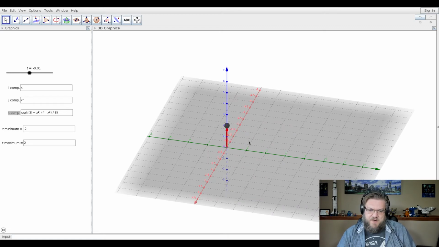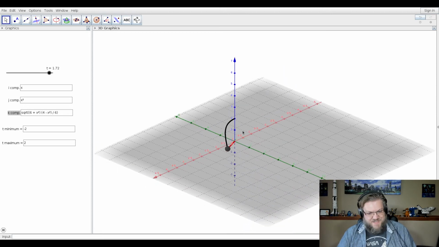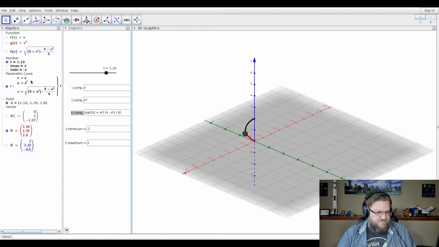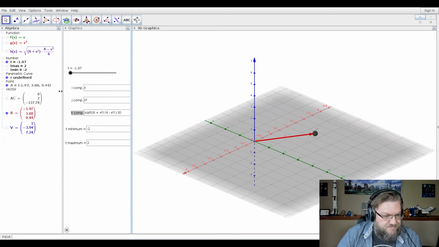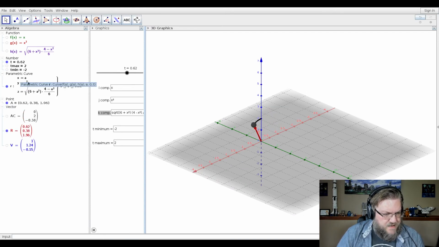I have a little bug in the program. It's not drawing over there. Can I fix that on the fly? Let's see. I might. Hold on. Yes, I can. Pause this real quick.